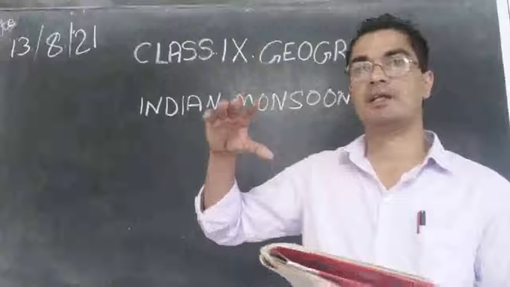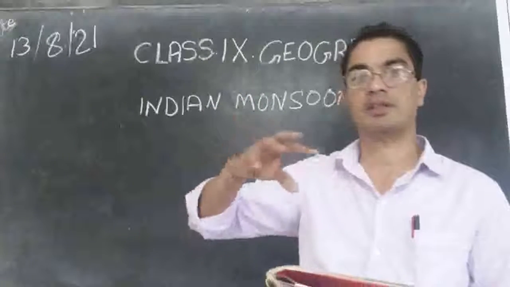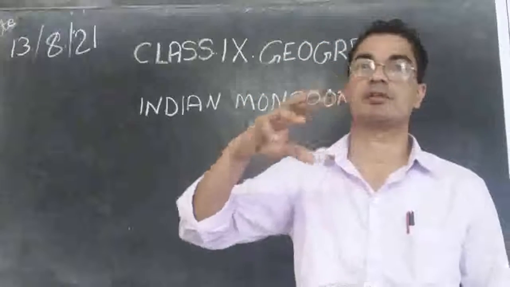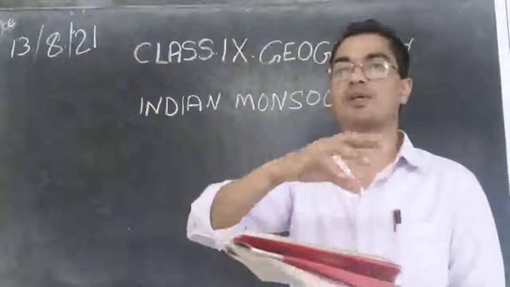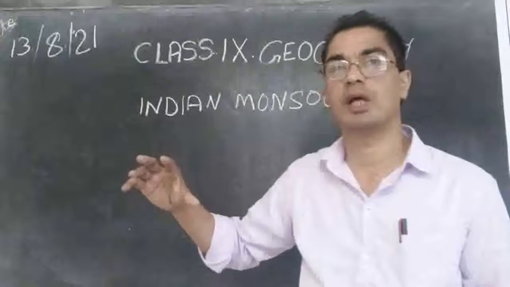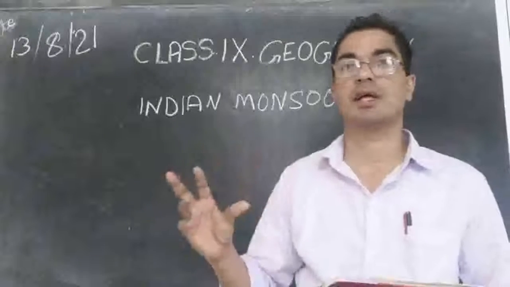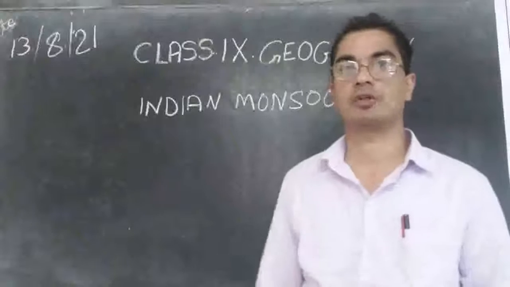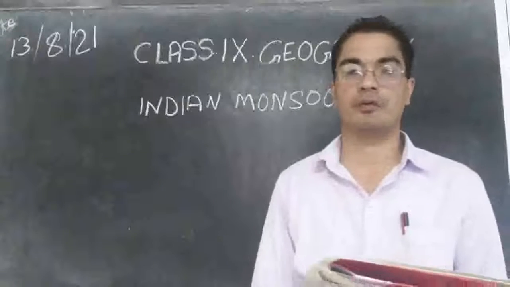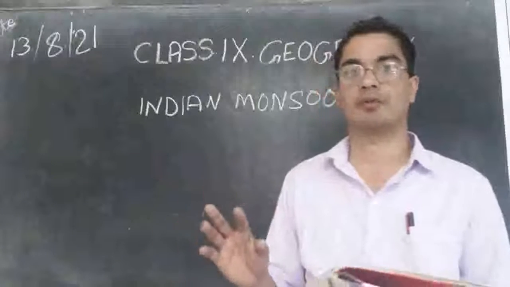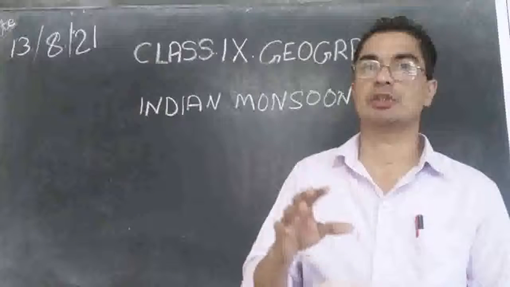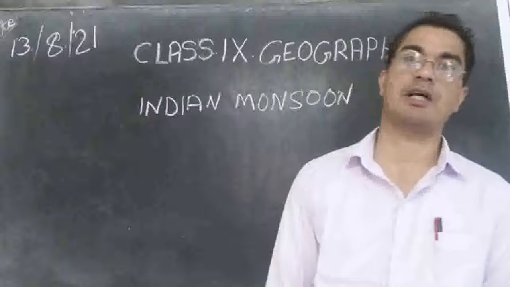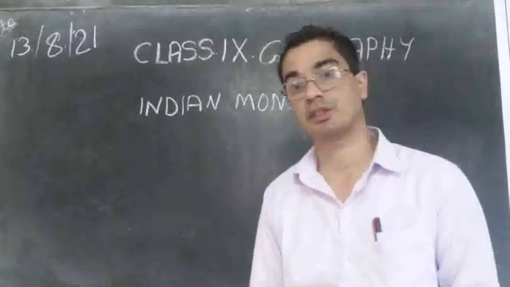When the land is cool, the water is hot. So on the land there will be high pressure, and over the water there will be low pressure. That makes the wind flow because of the different temperatures: on the land one temperature, and on the water another temperature.